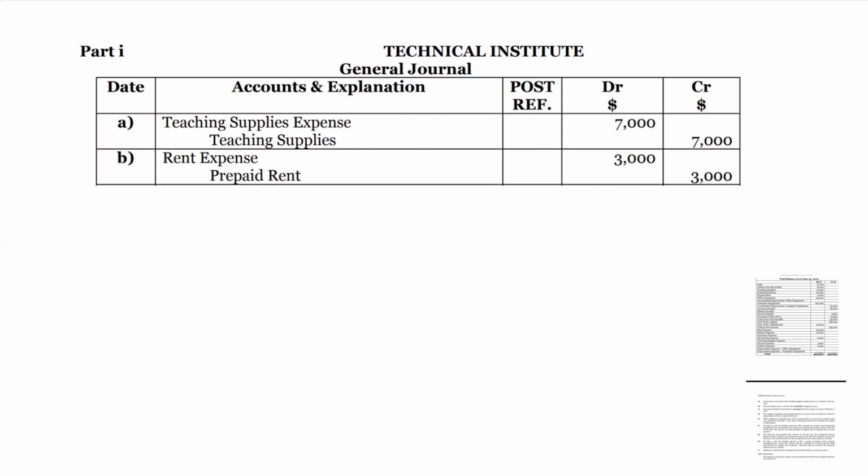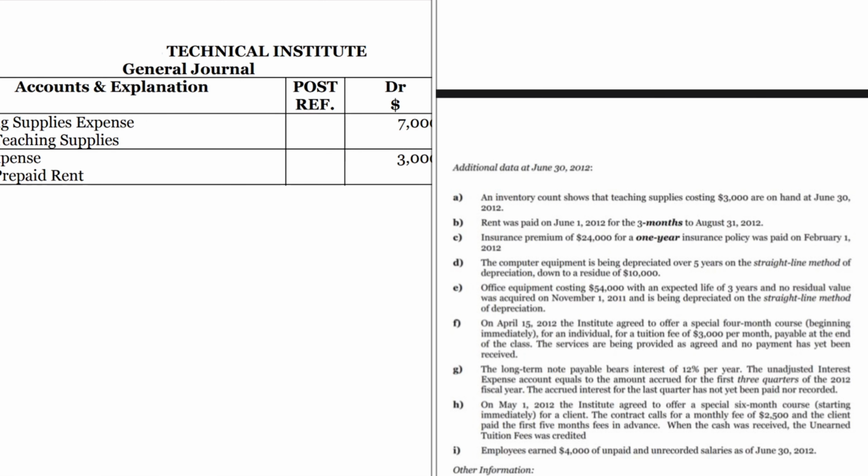So the entries for this is a debit to rent expense, right? Because the expense has been incurred, and a credit to prepaid rent, so as to reduce the amount that is in the prepaid rent account. So now your prepaid rent account is saying we only have 2 months being prepaid, and our rent expense is increasing by 1 month because one month of expense has been incurred. All right, let's look at C.